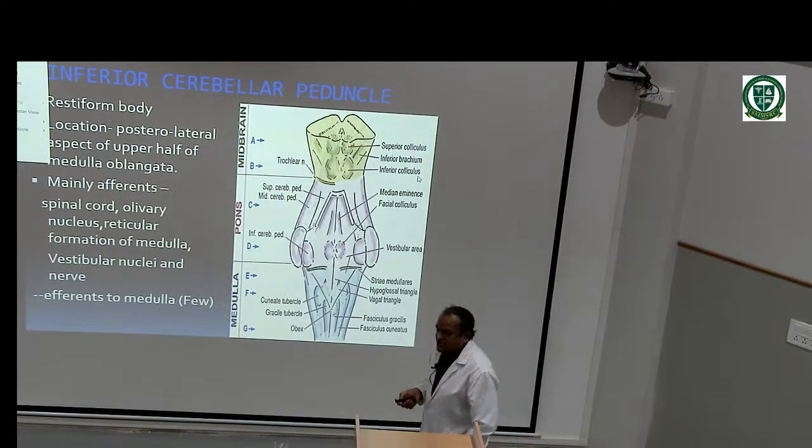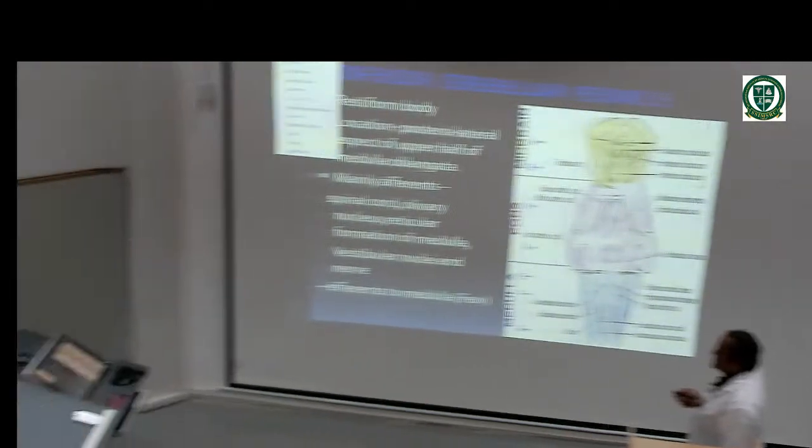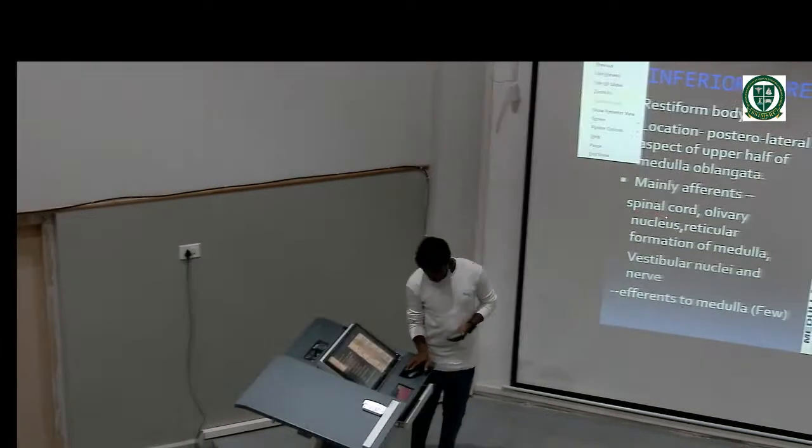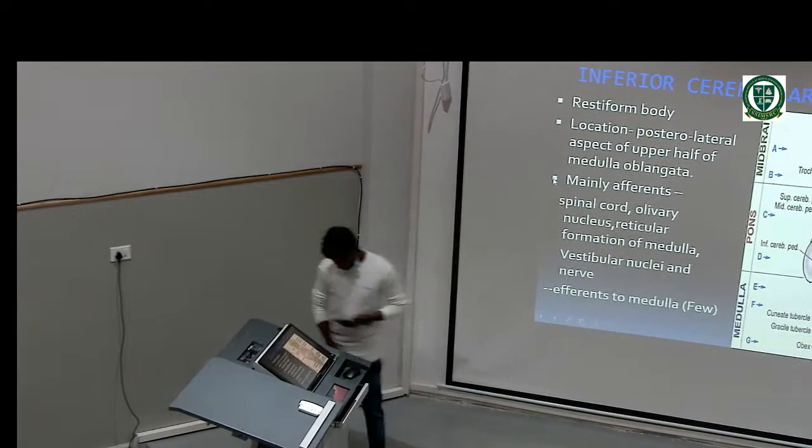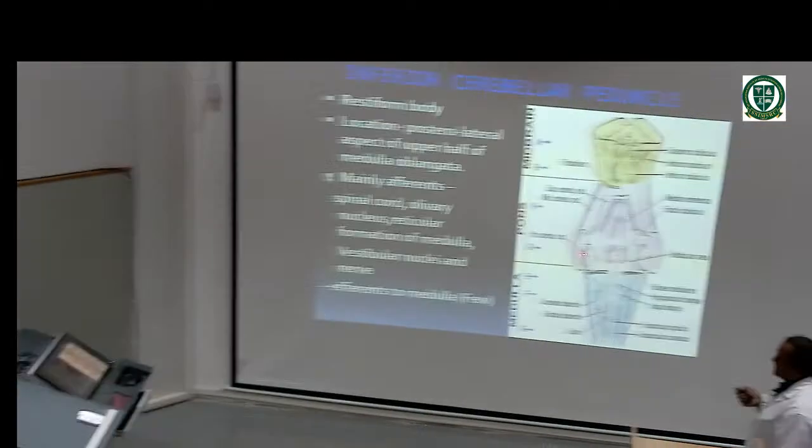What does it contain? It is mainly made up of afferent fibers of the cerebellum. These afferent fibers enter the cerebellum from the spinal cord. So the spinal cord is below. From the spinal cord, they will enter into the cerebellum.